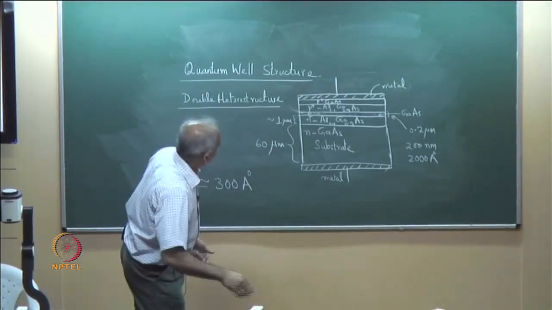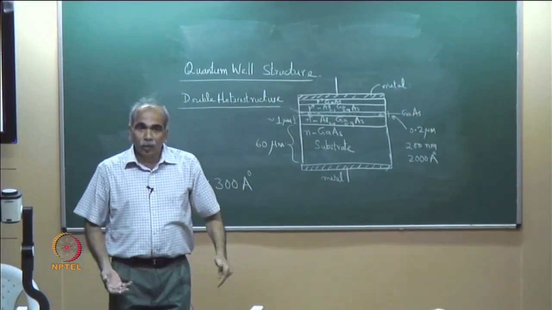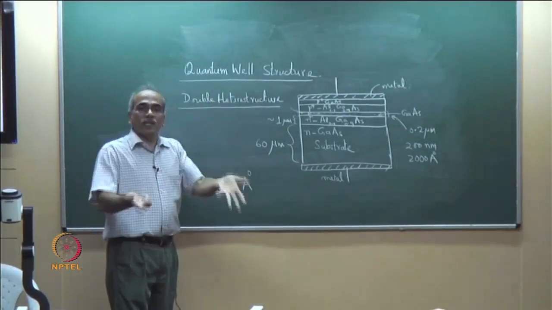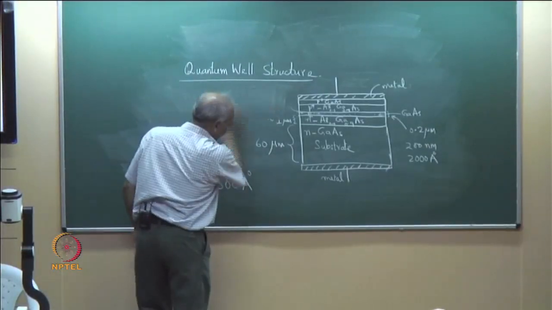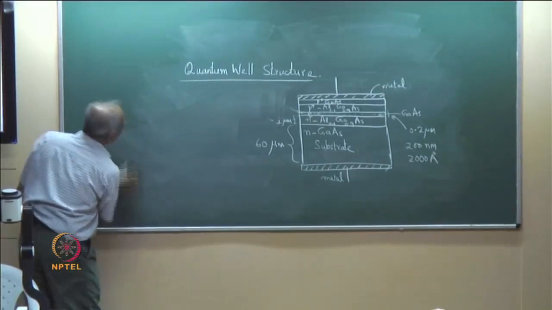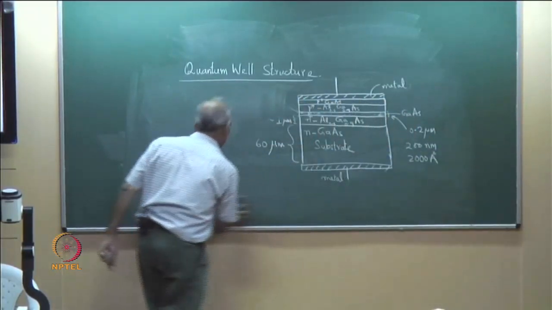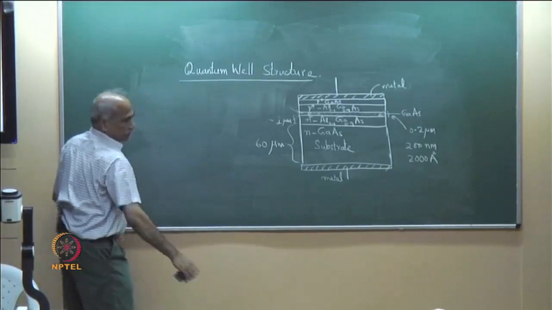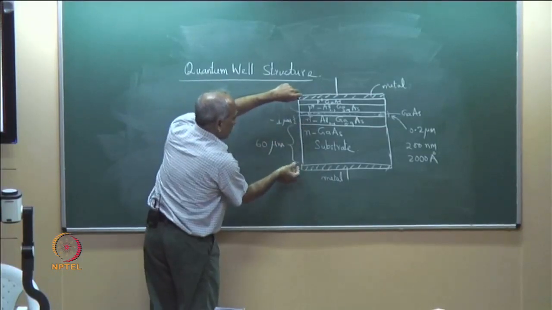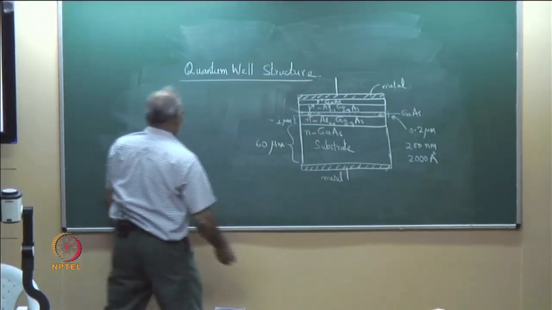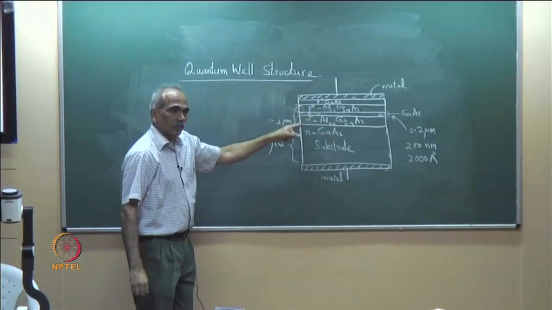Now why quantum well structure, where is the well will be the next question. If you want to ask where is the well in this, let us see where is the well. The well here refers to the potential well. If you zoom this, what I am doing is I will rotate this through 90 degree and zoom only this region.